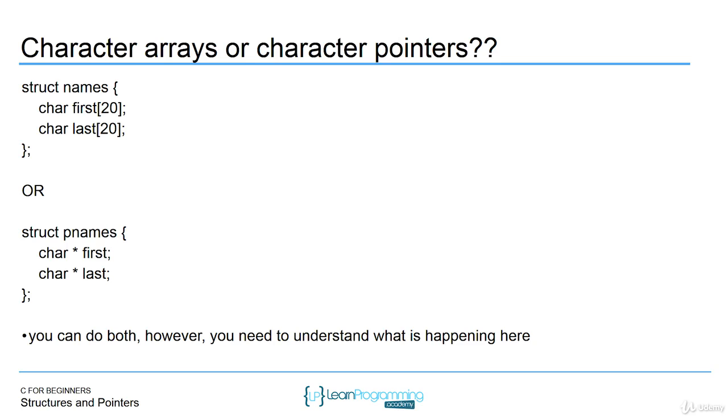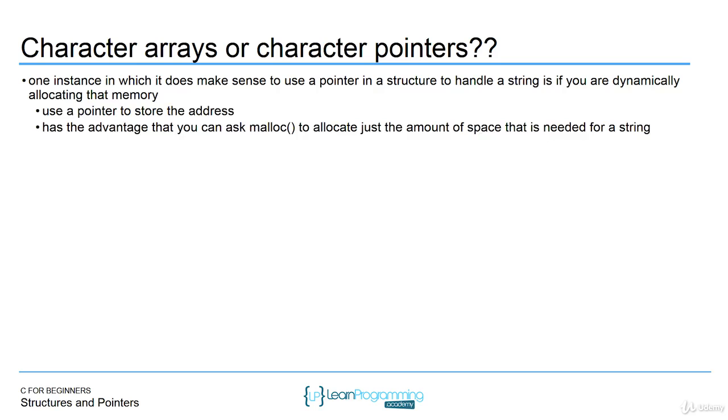Again, very different. You're allocating 40 bytes for these two character arrays inside the names struct. For the pnames struct, you have two pointers. There's no memory allocated for the strings when you create a variable of that type. It's just creating memory for the two character pointers, which is 8 bytes each. To actually allocate memory for what first and last are pointing to, you have to do a malloc. So one instance in which it does make sense to use a pointer in a structure to handle strings is if you are dynamically allocating that memory. That's usually when you use it.